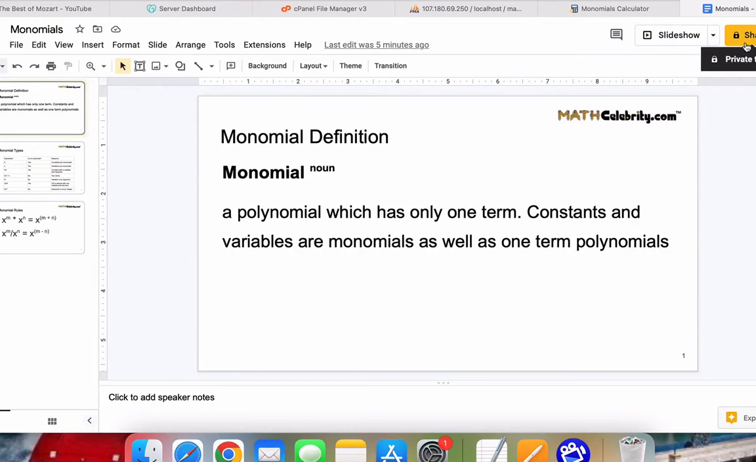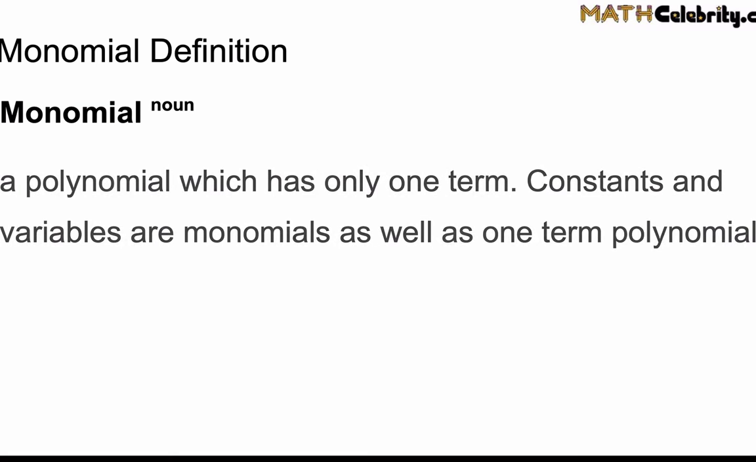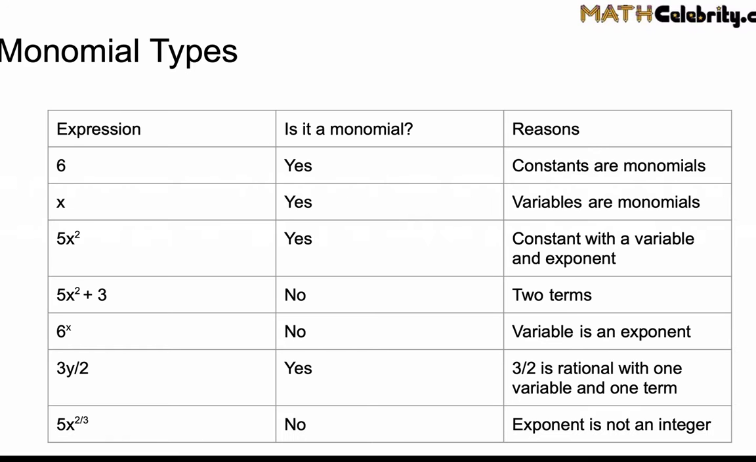All right, let's talk about monomials in this video. First, we'll walk through what monomials are, and then we'll show you the calculator real quick. So first, a monomial is just a polynomial which has only one term. And constants and variables are monomials as well, as one-term polynomials.